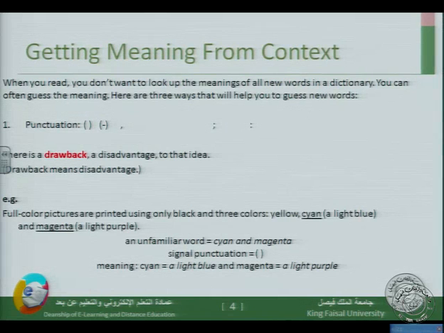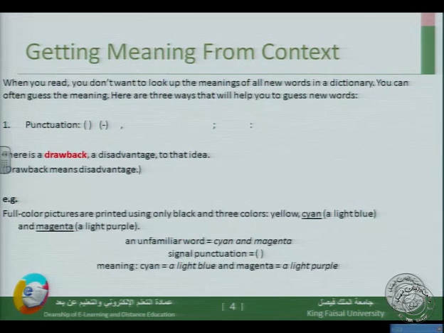Getting meaning from context. In order to understand what you are reading from an English text, you need to guess the meaning of unfamiliar words. You know what unfamiliar words means? It means words you do not know. We call them unfamiliar words. So we want to guess the meaning of unfamiliar words without using the dictionary.